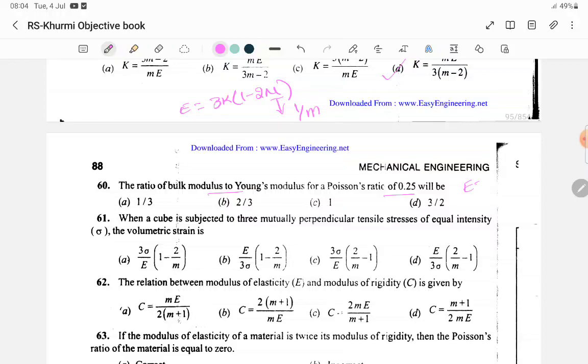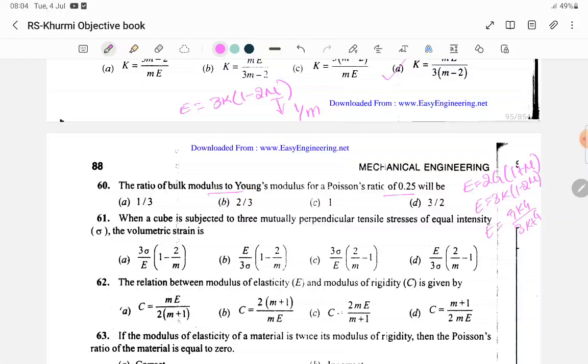E is equal to 2G into 1 plus mu. E is equal to 3K into 1 minus 2 mu. E is equal to 9KG by 3K plus G. So these are the three formulas. You can apply those formulas.